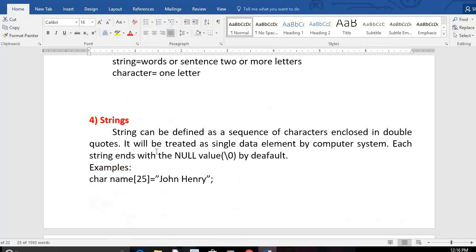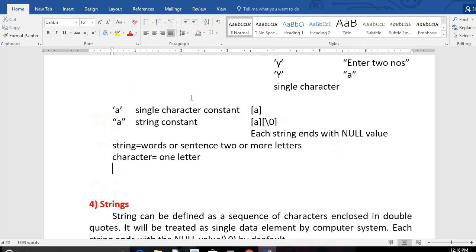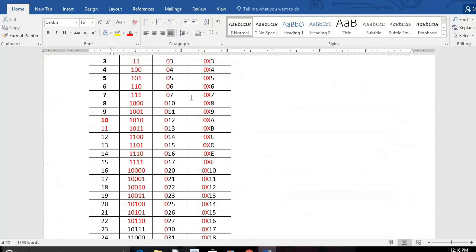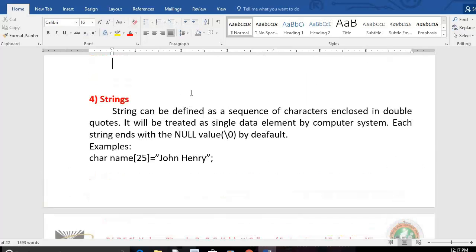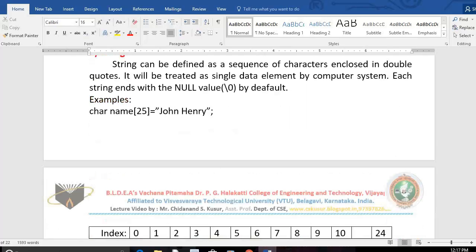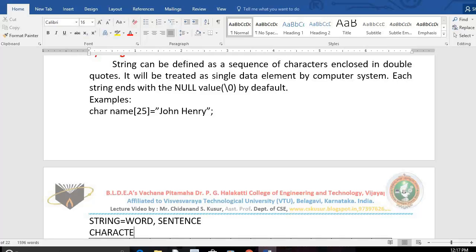Next we discuss strings. Without strings we cannot write a C program, because we need to display messages like enter two numbers, addition is, and sometimes we have to read a string. What is a string? As I just told you, string in Kannada we call shabda. String means a word or sentence, shabda and vakya. Character means akshara, a single letter. A single letter is a character. You need to know the difference.